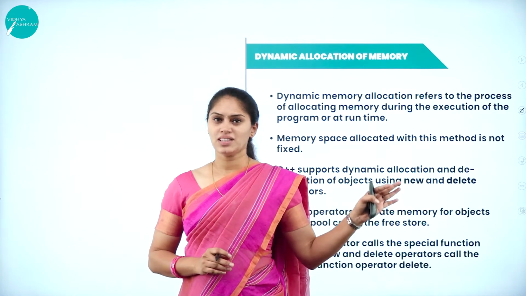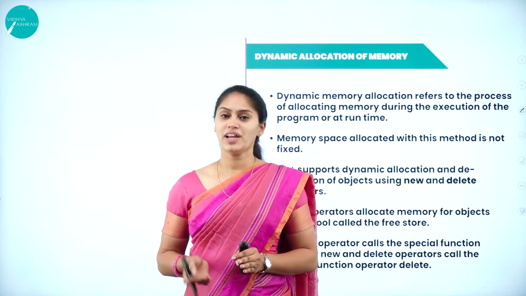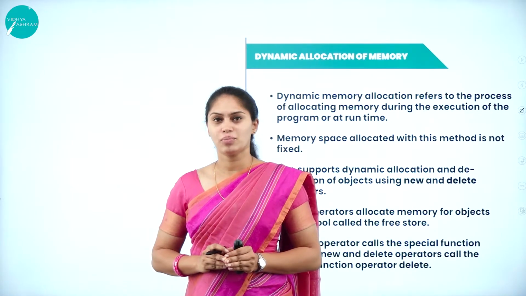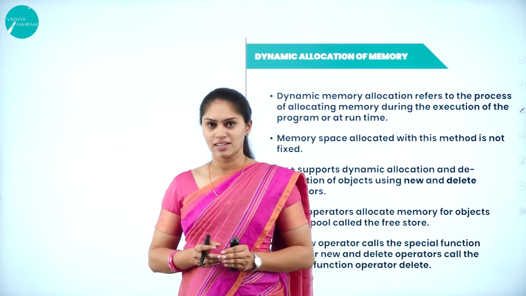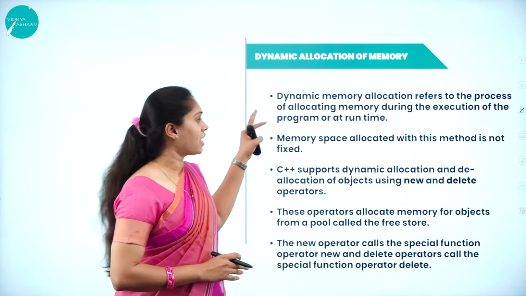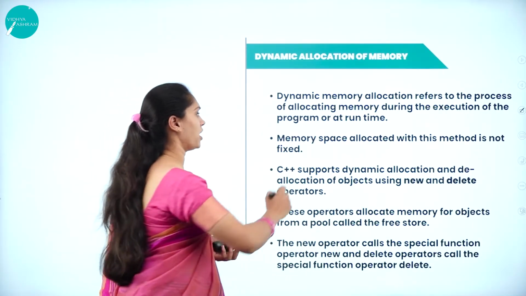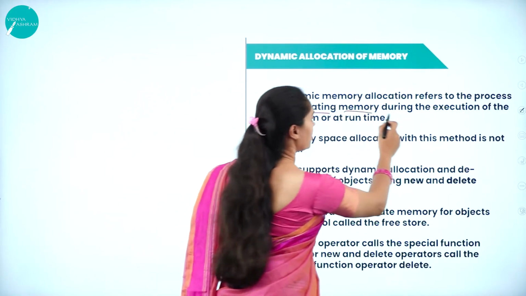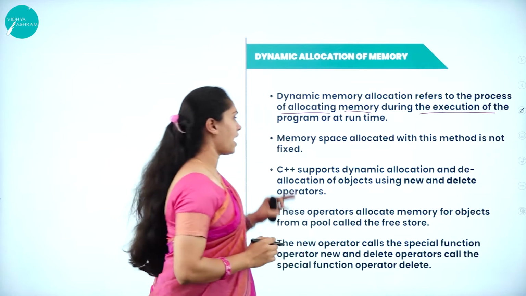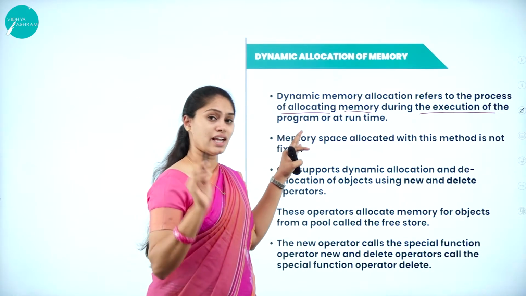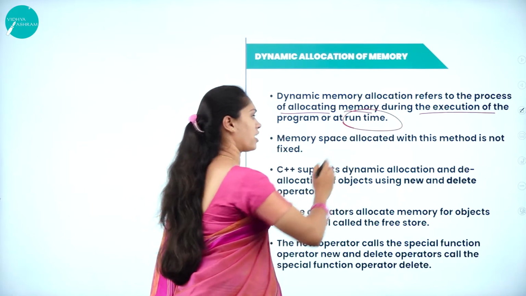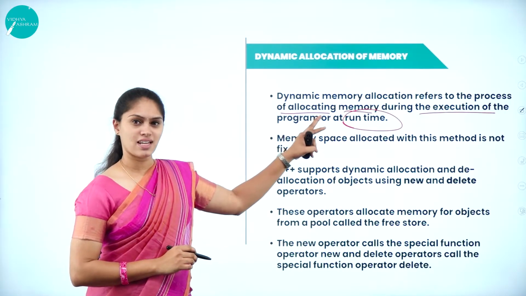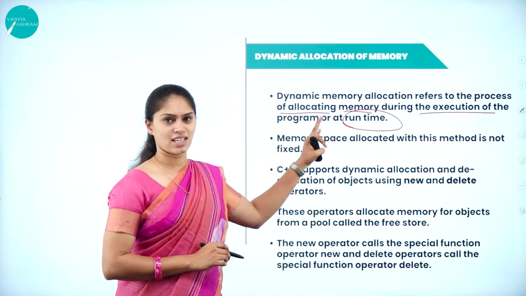When I am using dynamic allocation of memory, this happens during the execution of a program, or at its runtime. So that is nothing but dynamic allocation of memory. It refers to the allocation of memory that takes place during the execution of a program, that is, at runtime. So static is compile time execution, and dynamic is runtime execution.